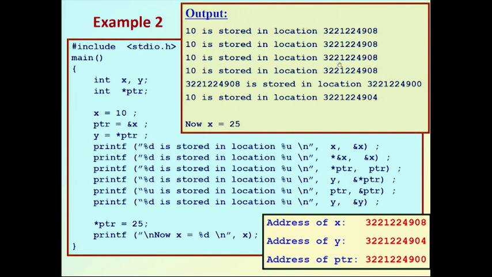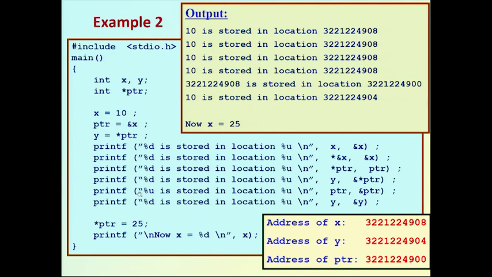Then see the first 4 printf statements. I am giving x, ampersand x, star ampersand x, star PTR, y, ampersand star PTR. All are actually showing the same value. That means x equal to 10 and the address of x. Once we are taking the x value directly, once through the pointer, and once through y, because y is also assigned the pointer value.